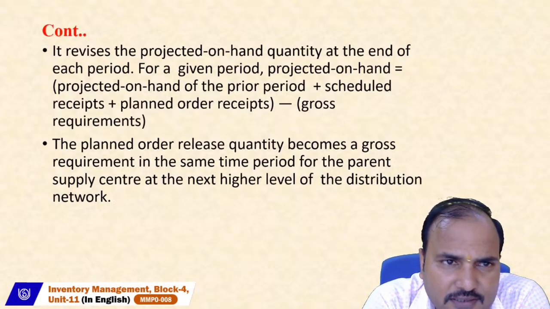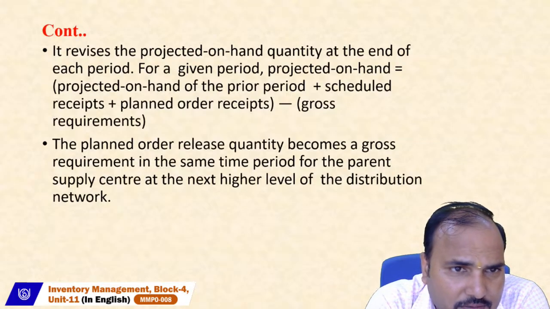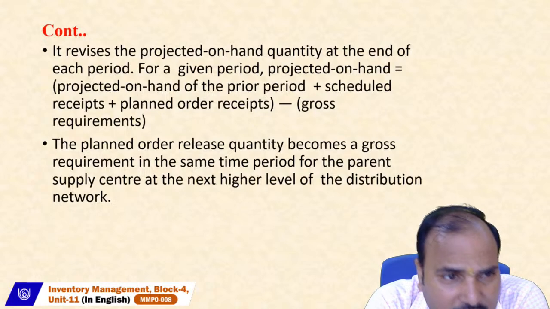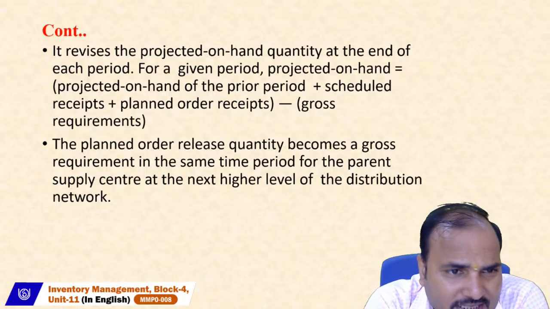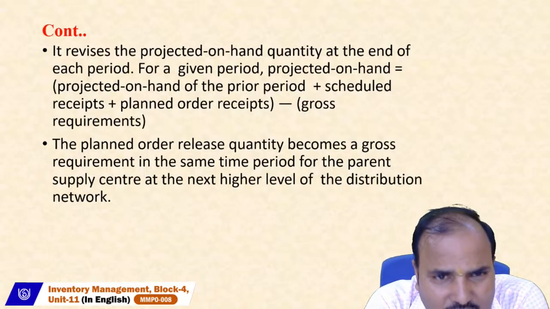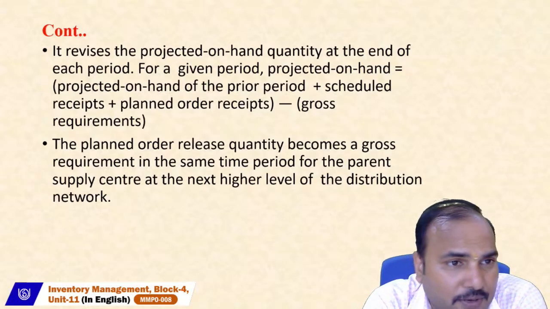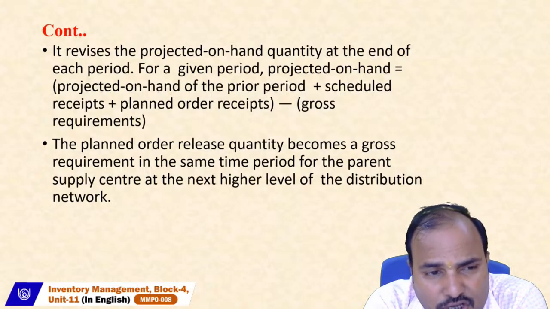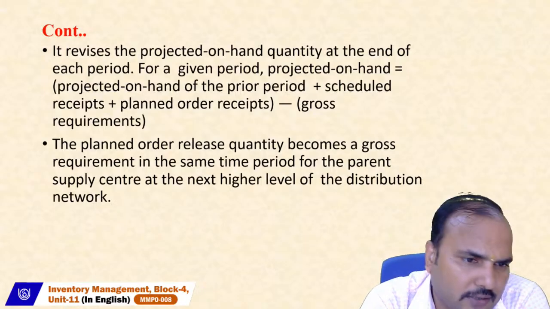It revises the projected on hand quantity at the end of each period. For a given period, projected on hand is equal to projected on hand of the prior period plus scheduled receipts plus planned order receipts minus the gross requirements. Please remember this: the planned order release quantity becomes a gross requirement in the same time period for the parent supply center at the next higher level of the distribution network.